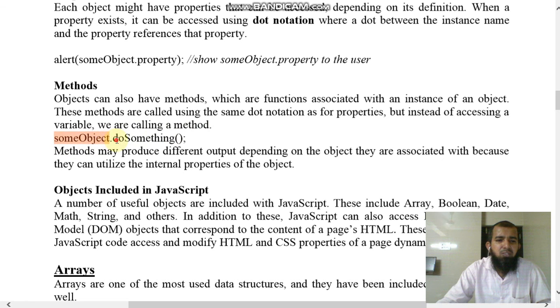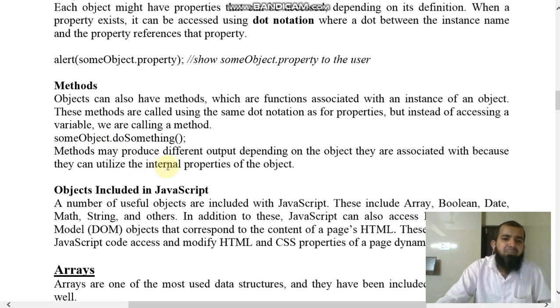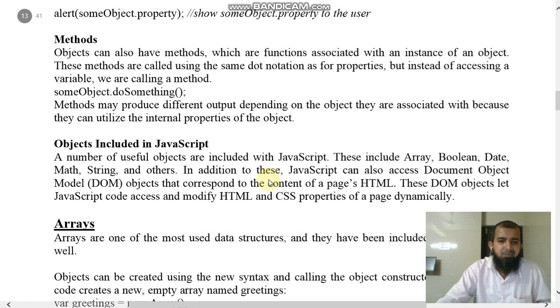Object dot do something, with brackets open and close, means object name dot method name. For example, Student is a class, s is the object, s.display, s.input, like this. Methods may produce different output depending on the objects they are associated with, because they can utilize the internal properties of the object. You can produce different output depending upon the object.